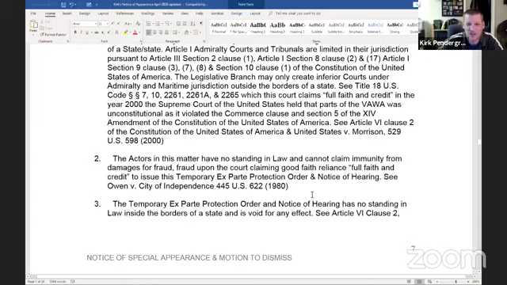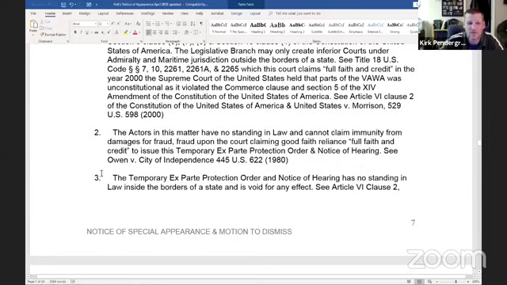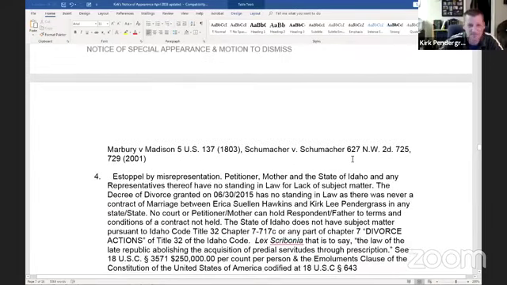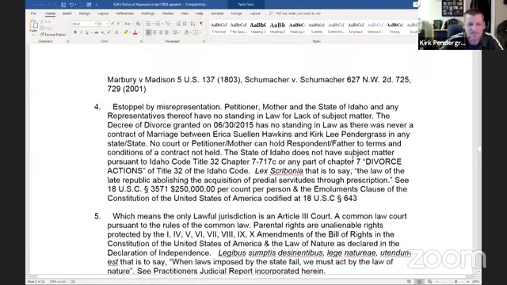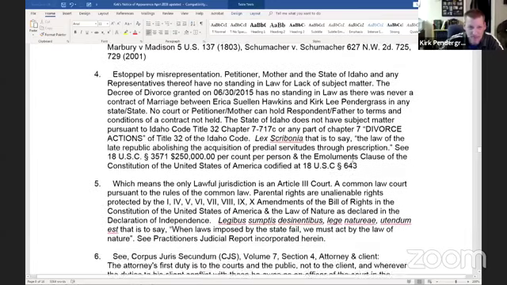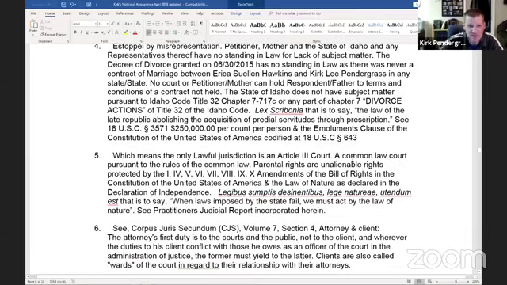The actors in the matter of no standing in the law cannot claim immunity from damages for fraud upon the court, claiming good faith reliance, full faith and credit, to issue this temporary ex parte protection order, because that process doesn't exist unless you have law enforcement support. It's a different story. Okay. Under estoppel means stop this crap because it was misrepresented. And I know that I have.